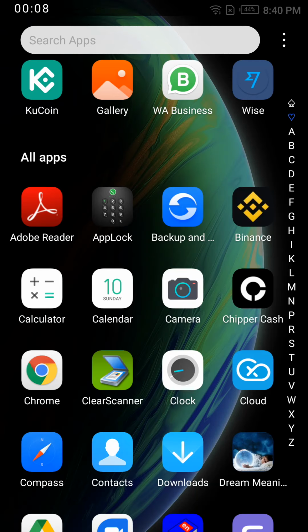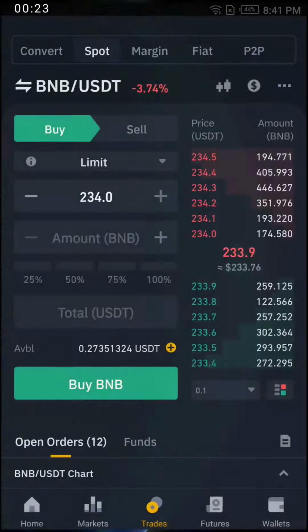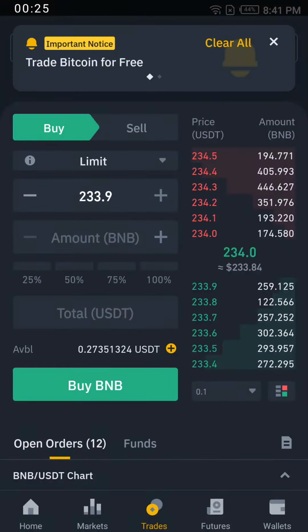This is Digital Prime, and I'm here to take us through how to place our trade on futures. Here I'm going to click my Binance. If you have KuCoin, it's the same thing. Any other centralized exchange follows the same pattern.